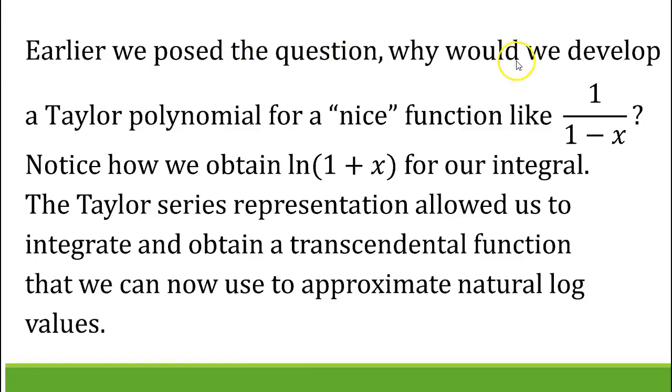Earlier in this unit, we posed the question, why would we bother to develop a Taylor polynomial for a nice function like 1 over 1 minus x? Normally we would do it for a transcendental function, because 1 over 1 minus x is already easy to work with and evaluate. But notice how we obtained natural log of quantity 1 plus x for our integral in that previous example. So the Taylor series representation allowed us to integrate and obtain a transcendental function that we can now use to approximate things like natural log values. So there was a reason to develop first a Taylor polynomial and then a Taylor series for 1 over 1 minus x. And it's in that we can differentiate and integrate to get maybe some other more complicated function represented as a power series.